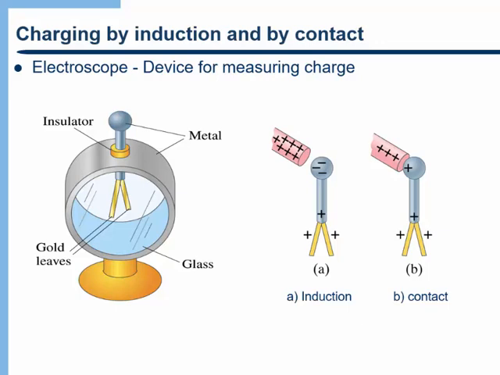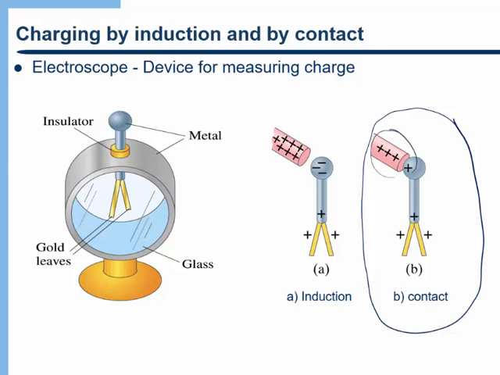Now, probably the way you would think about this most commonly is what happens if I actually contact the electroscope with a charged rod. So I take my charged glass rod or plastic rod and I touch it to the electroscope. And in that case, I'm transferring charge to the electroscope. For example, if I touch it with a positively charged object, my whole electroscope becomes positive, and therefore the gold leaves are going to repel each other.